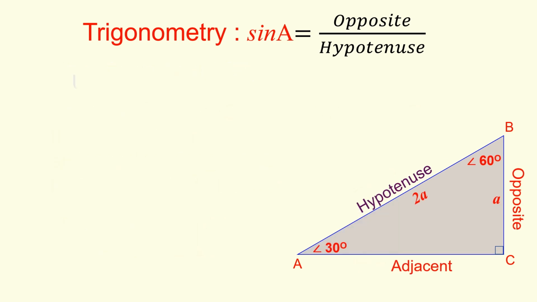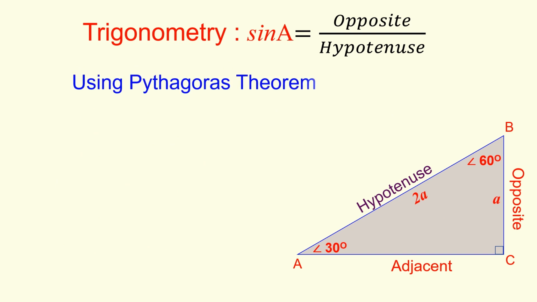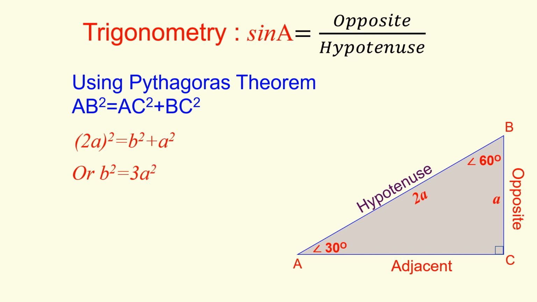Using Pythagoras theorem, AB square equals AC square plus BC square, or 4BC square equals AC square plus BC square, or AC square equals 3BC square, or AC equals under root 3 into BC.